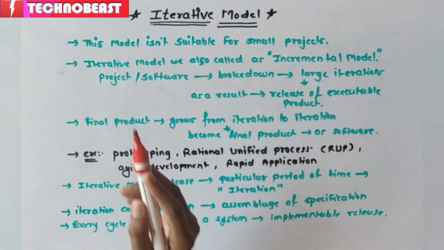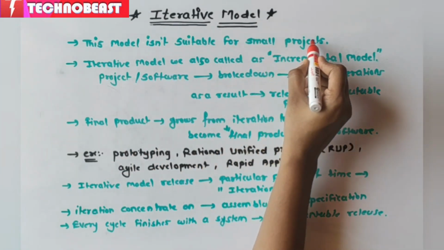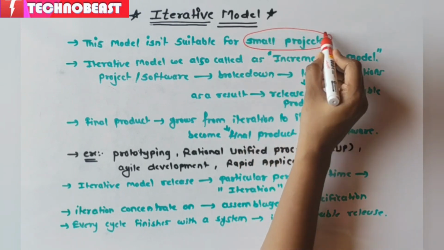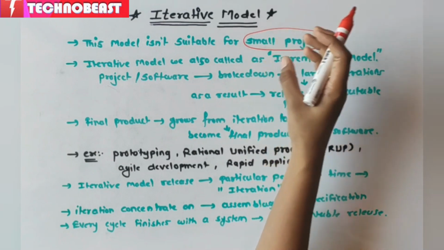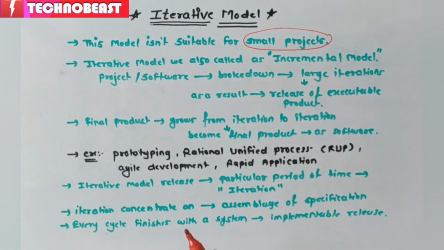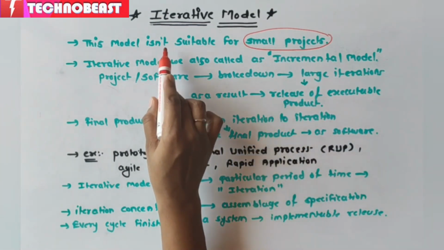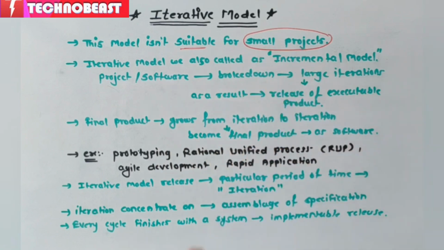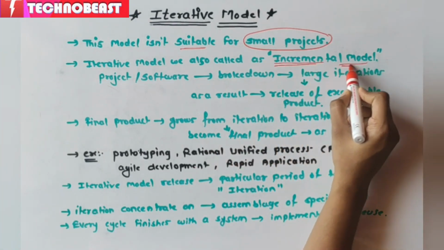Okay, now, the program is easily measurable but isn't suitable for small projects, because we are going to see that each iteration gives us a small project. Okay, means there is a large project and we'll divide it into small projects. So it isn't suitable for small projects. Okay, so the iterative model is also called an incremental model.